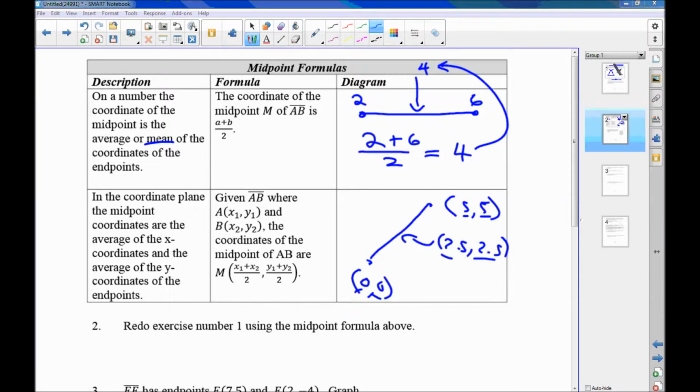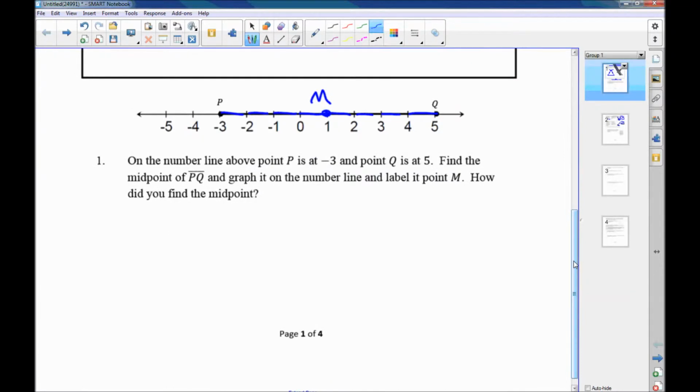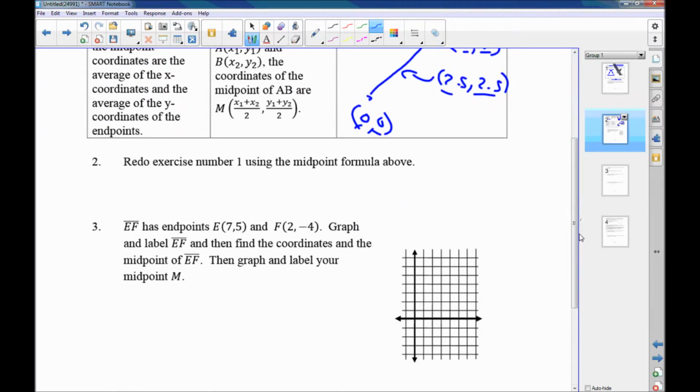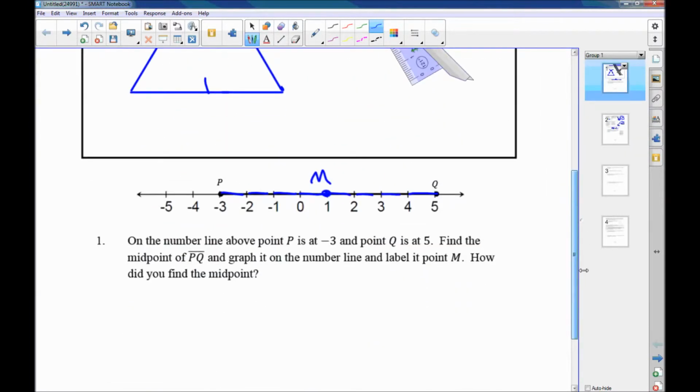All right. So our second question here asked us to redo problem number 1 from the other page using our formula. So P and Q are at -3 and 5. So if I go back here, our midpoint formula is going to be -3 plus 5 divided by 2. -3 plus 5 is 2, and 2 divided by 2 is 1. And we can see that 1 is the place we put our midpoint. Okay.